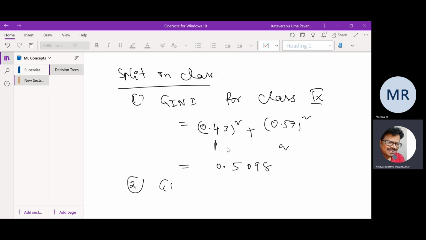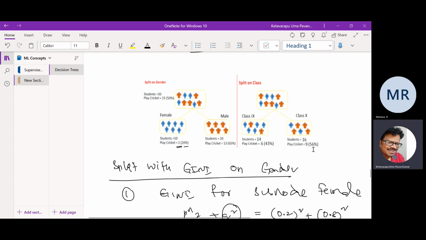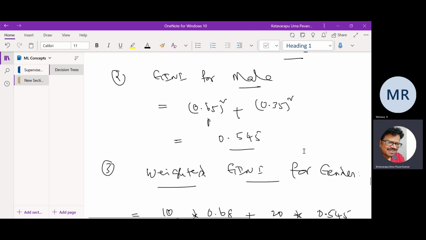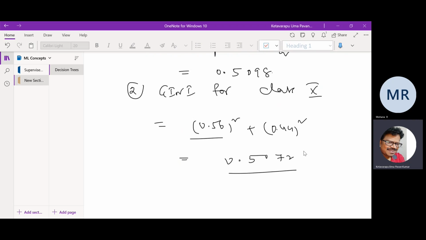The second step is Gini for class 10th. How many members from 10th are willing to play? 56 percent. So for the 10th class I calculate the Gini as 0.56 whole square plus 1 minus 0.56, that is 0.44 whole square. It finally gives somewhat 0.5072.